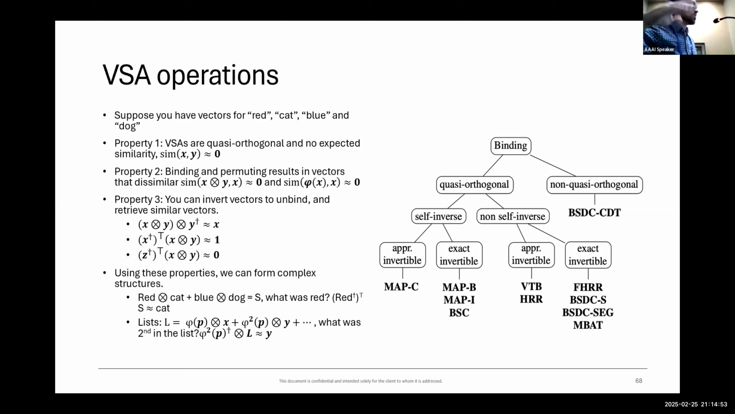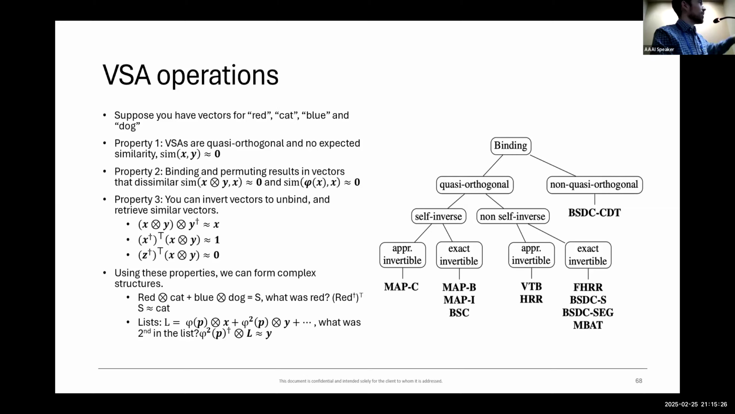So now you can start to do really weird things. I can ask what's the second thing in the list. I permute twice, I unbind, and that gives me a vector approximately equal to whatever was in the second position in the list. If there was no second position in the list, I'll get a vector approximately equal to 0. So this is a really cool foundation now. I can start to get creative and come up with ways to represent a lot of first order logic constructs I might want to perform in entirely vector-based operations.